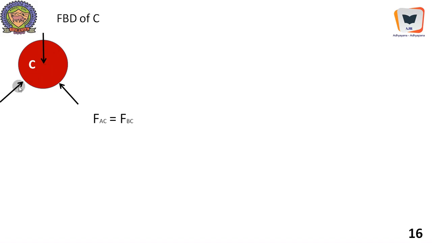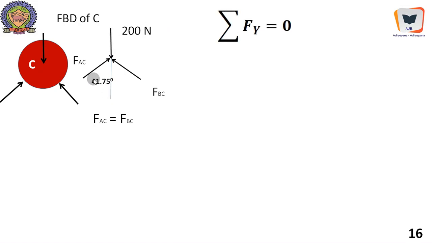This is the reaction offered by the bottom sphere to C. Therefore we will call it FAC, the reaction offered by A towards C, and this is the load, the weight of C, and this angle is 75. By symmetry FAC equals FBC, therefore you need to find only FAC.